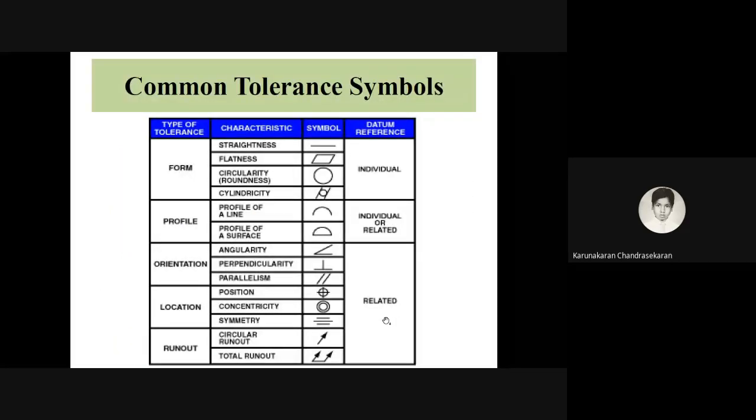And there are some more tolerance symbols which we should know. When we mention the straight lines, the symbol which we use is this one: straightness, flatness, circularity, and cylindricity. So these four symbols. Yeah.